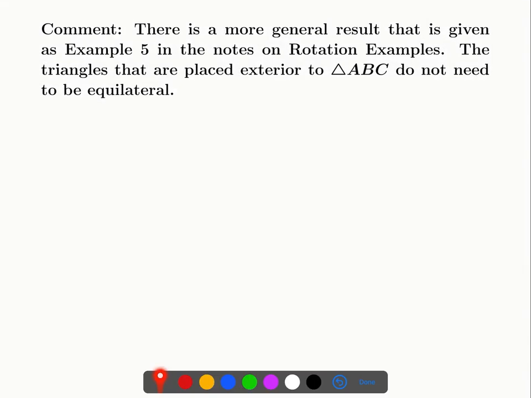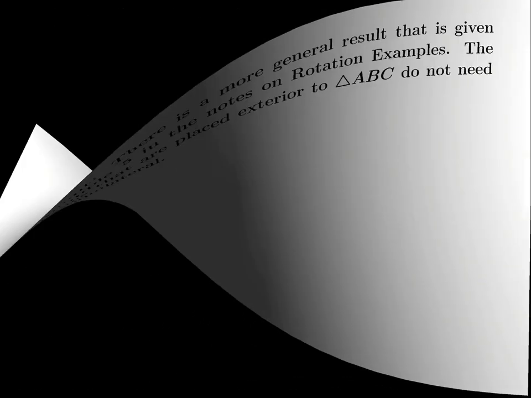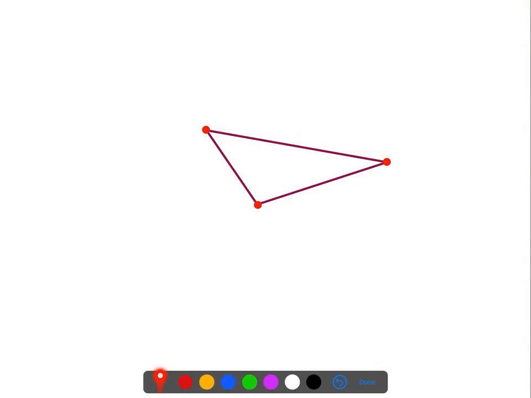Let me comment that the fifth example, which I'm not going to go through in detail, is telling you that there's a more general result that's true. And let me give you a picture of what that is. Again, we start with any triangle. Now, rather than putting equilateral triangles off the sides, exterior to this triangle, I'm going to draw any triangle, absolutely any triangle, off of one of these sides.